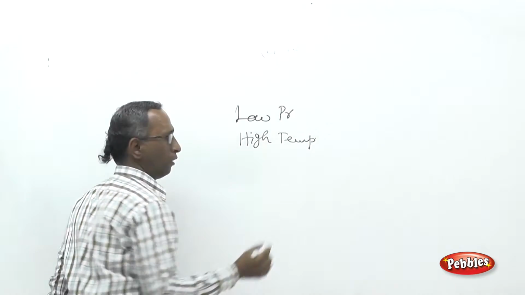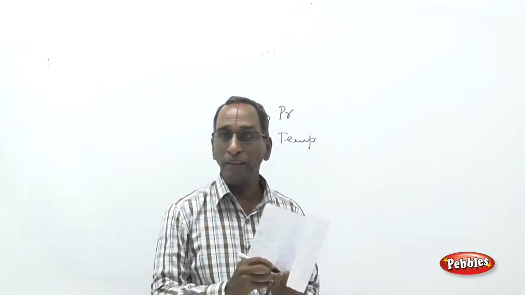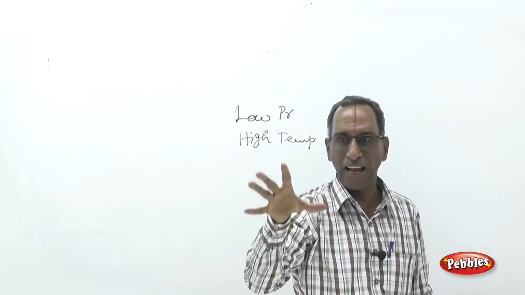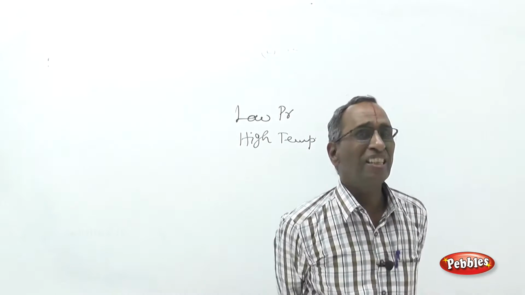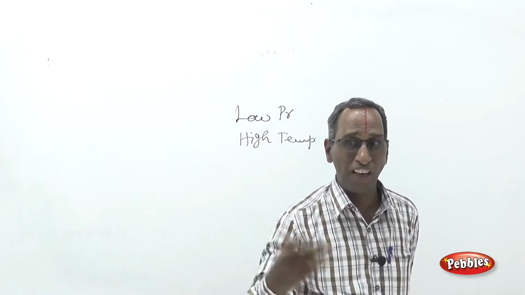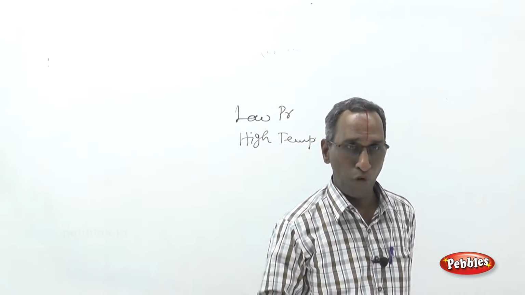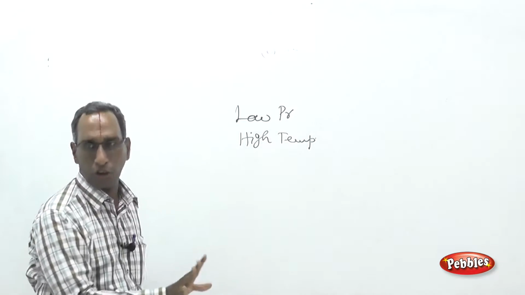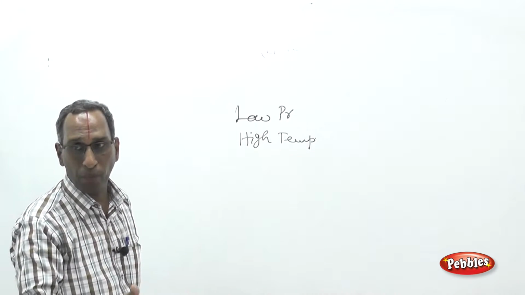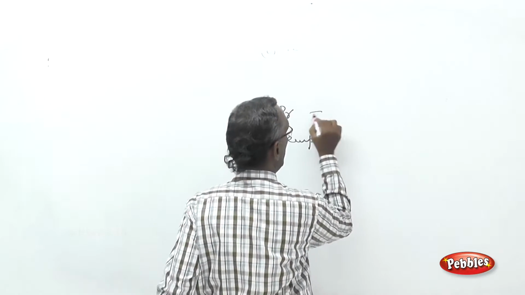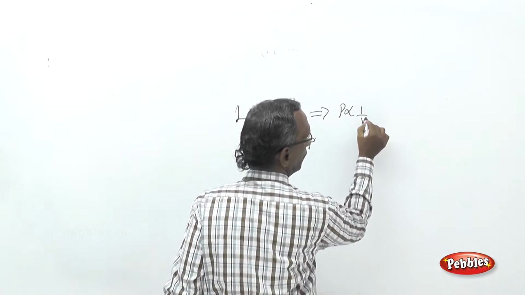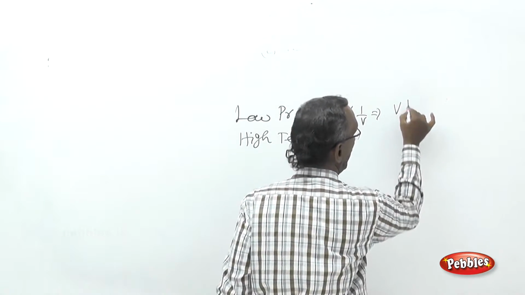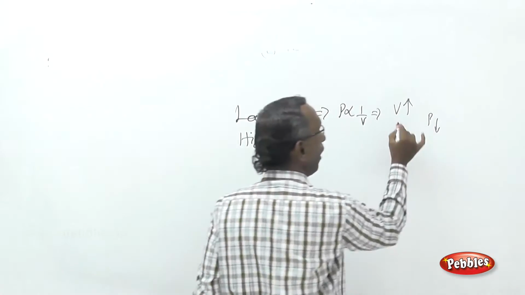Why is it so? A gas will behave ideally when the gas molecules are free enough to move about. If the gas molecules are free enough, that is said to be an ideal gas. No influence of any other force. They can be freely moving. Free movement of gas molecules is possible under which condition? Low pressure. Pressure is inversely proportional to volume. Low pressure means volume is high.